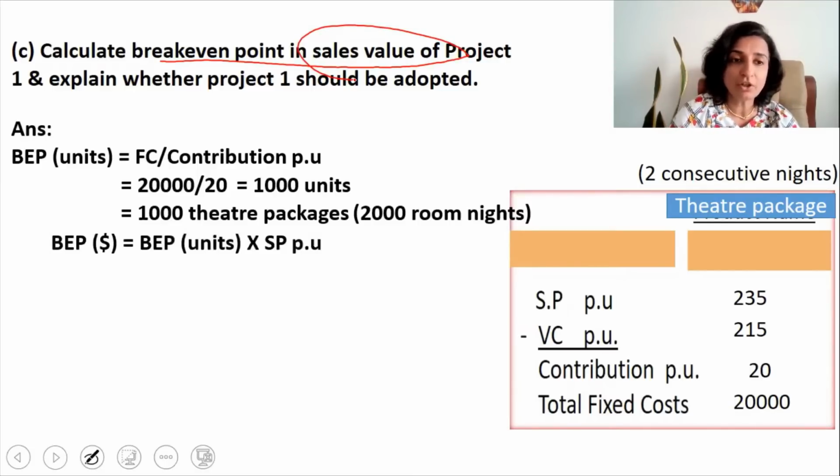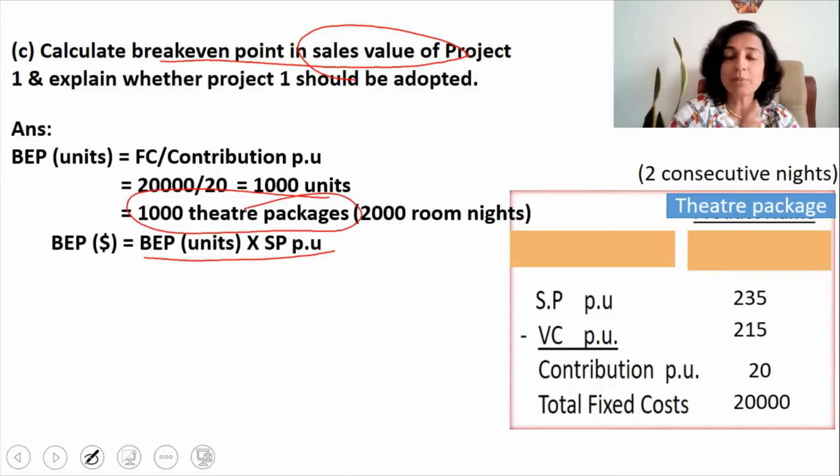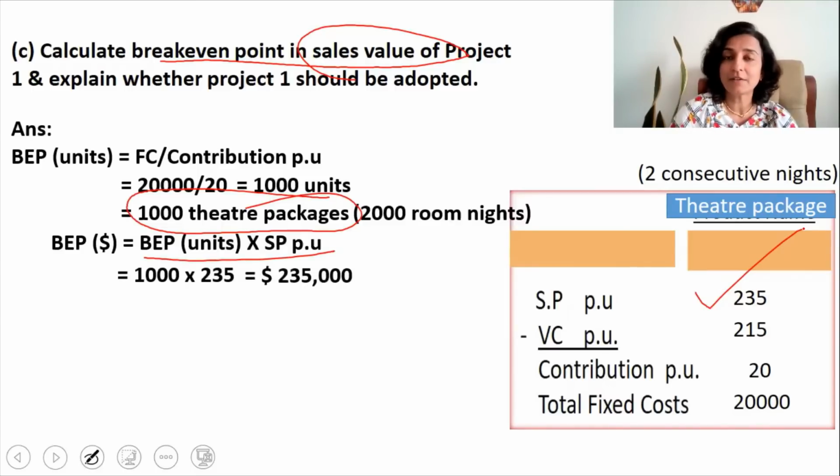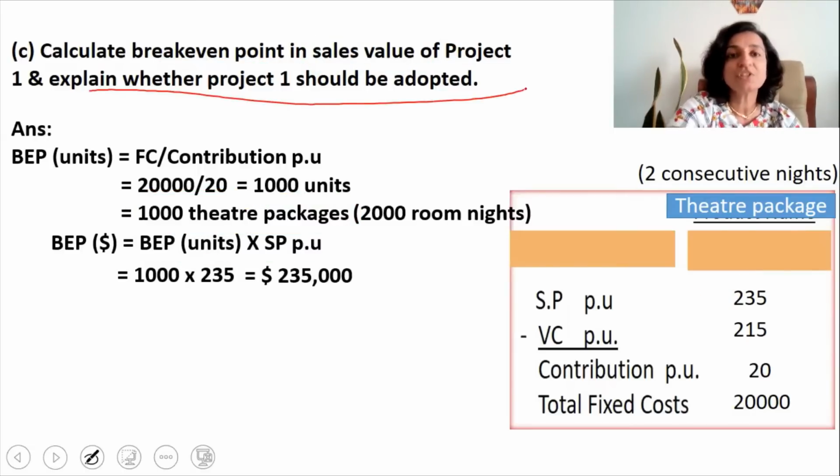So break-even point in dollars is given by break-even point in units multiplied by selling price per unit. Break-even point in units is 1,000 theater packages. And what is the selling price for each theater package? It is $235. So we get the break-even point in dollars as 1,000 into 235, or $235,000.